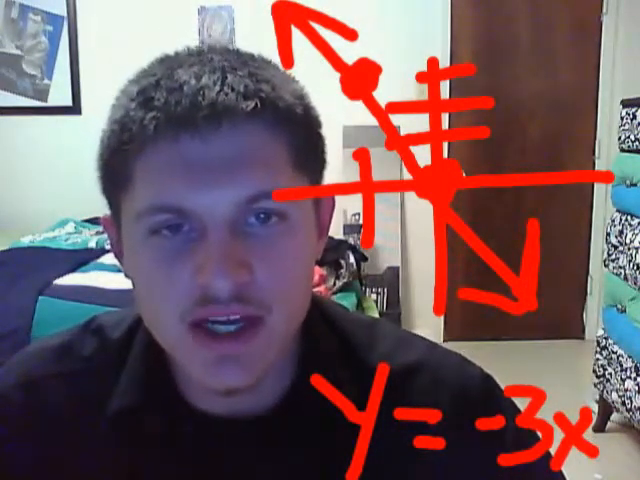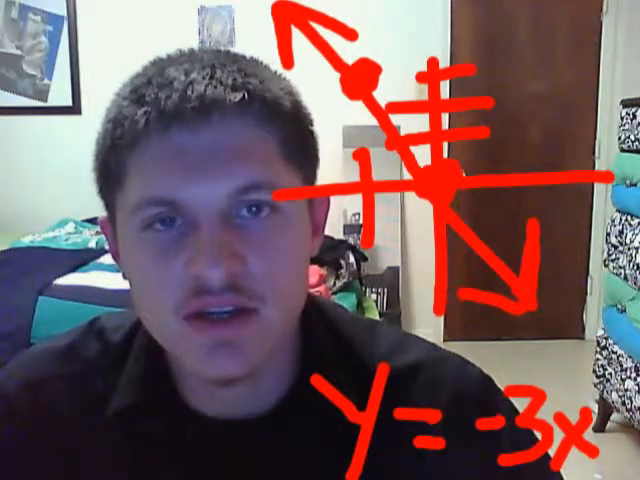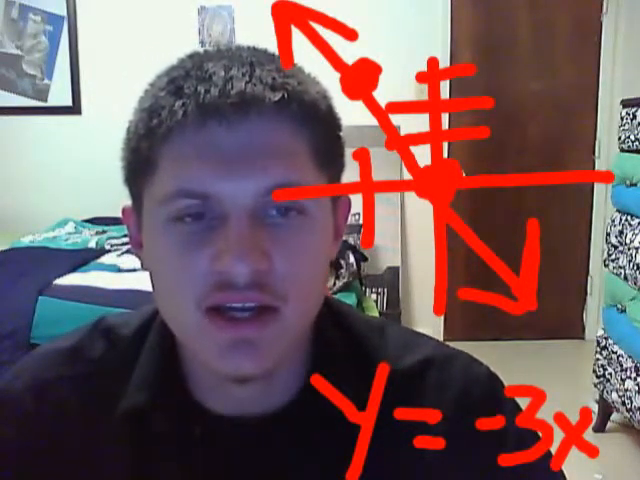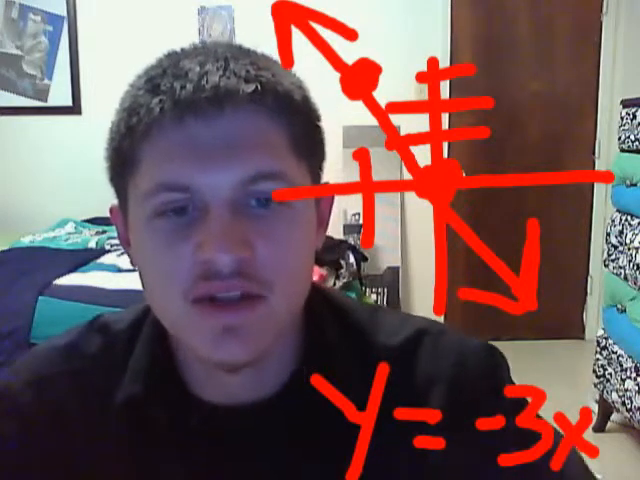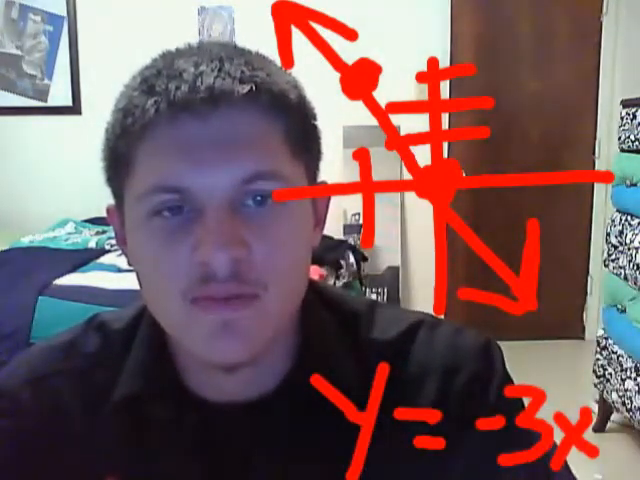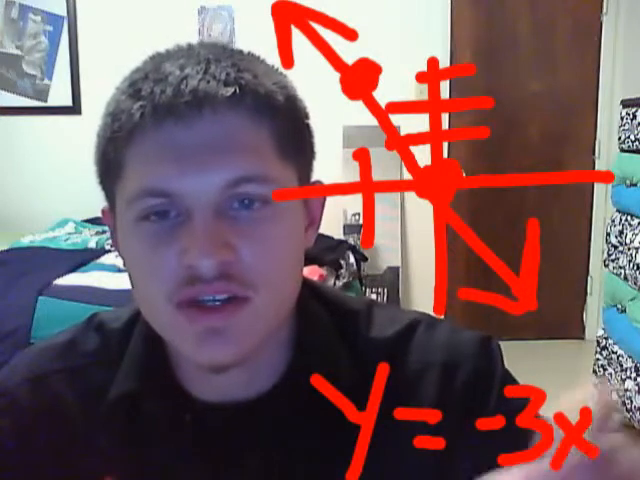That is a negative slope, and that's how you can tell the difference between a negative line and a positive line. Negative lines point to the left and positive lines point to the right.